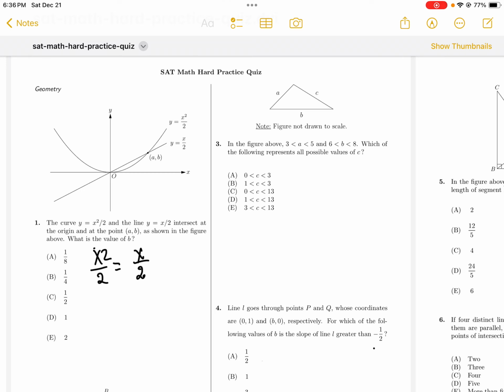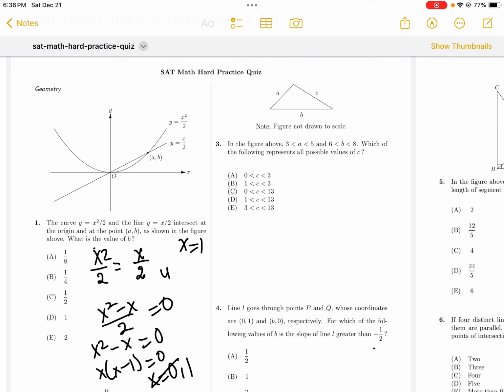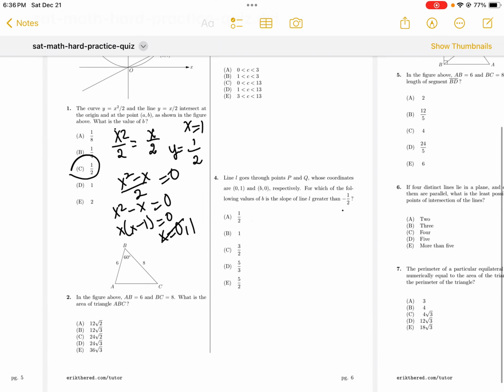When I subtract x over 2 from both sides, I get (x squared minus x) over 2 is equal to 0. This just means x squared minus x equals 0. And if we solve this quadratic by factoring, we get our solutions are x equals 0 and 1. Now we're not looking for the solution that passes through the origin. They already tell us that. They want the other point, where x equals 1, and y equals x squared over 2 or x over 2. Now in both cases, y was equal to 1/2, and that's what we want, the y-coordinate of that point, so our answer is C.